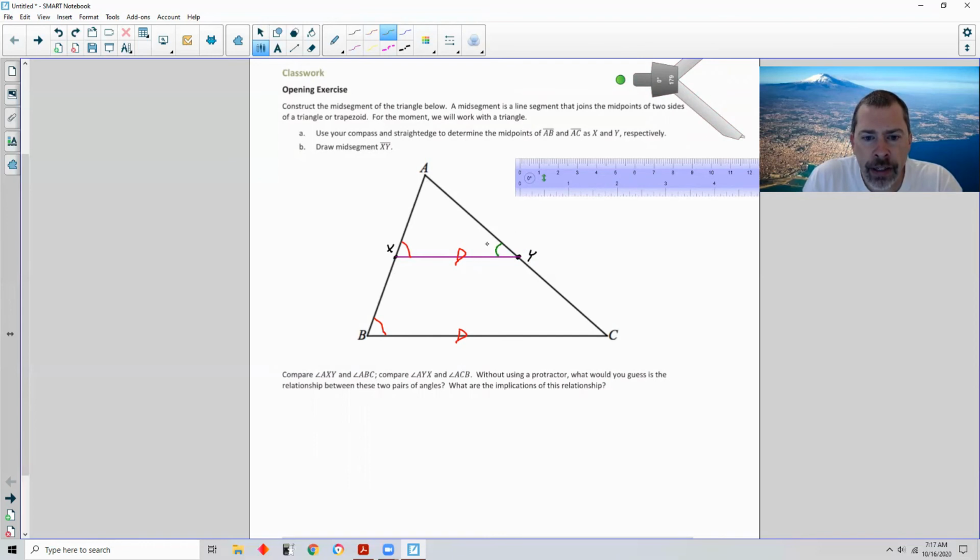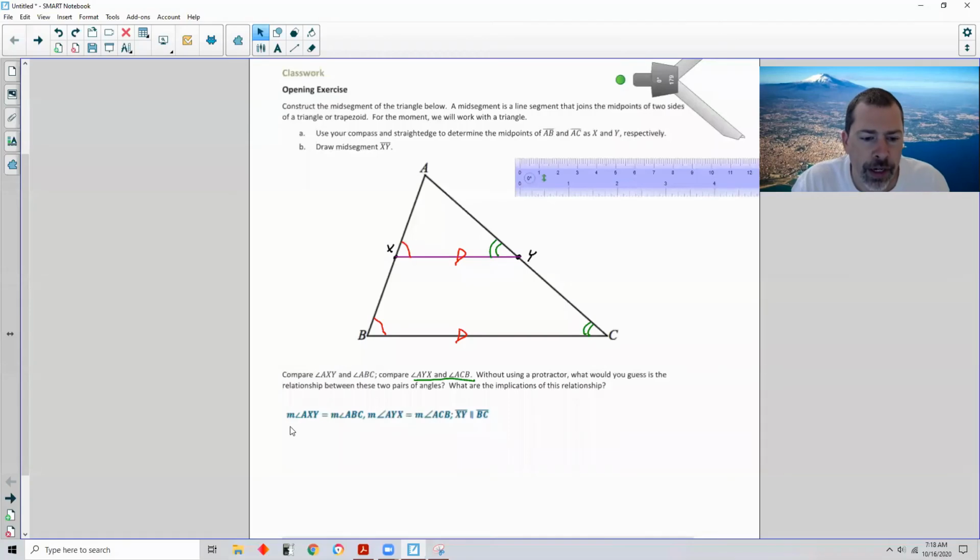Angle AYX is right here and angle ACB is down here. So that's these here. And again, now I have line XY parallel to line BC and transversal AYC or just AC. So two parallel lines cut by a transversal form corresponding angles that are congruent. What are the implications of this relationship? So there you have it.